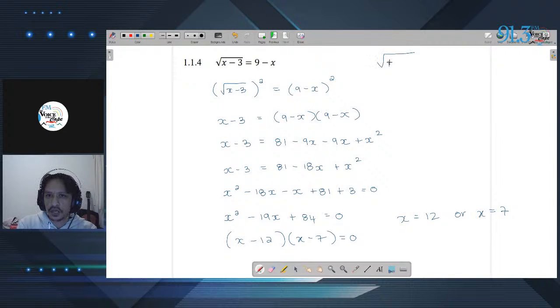Square root of 12 minus 3 equals 9 minus 12. So therefore, they're telling us that the square root of 12 minus 3, which is 9, is equal to 9 minus 12, which is negative 3. But this is not possible. The square root of 9 is not going to equal negative 3. That's the issue that we have here. Right? And that's why 12 is not fitting into the formula.